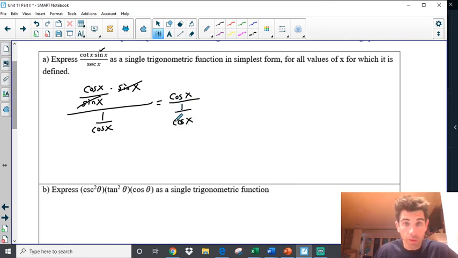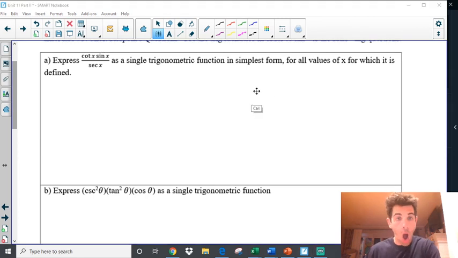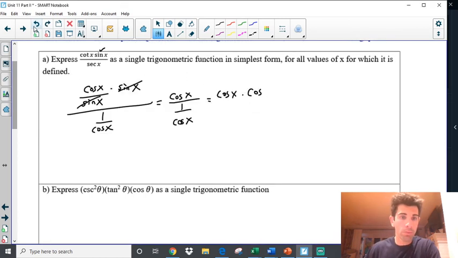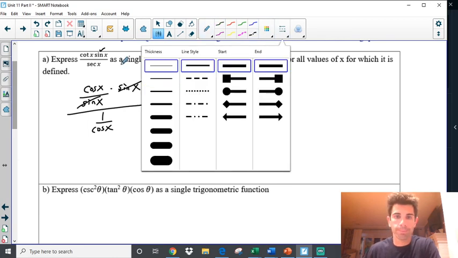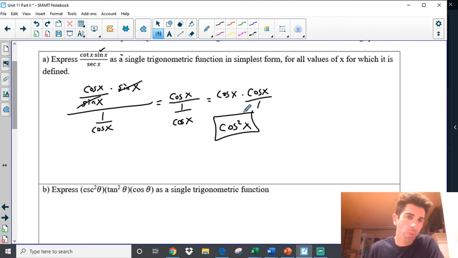Here's that whole fraction thing again. So what do we do? We flip this guy, right? So then it's going to be cosine x times cosine x over 1. Now what's cosine times cosine? Cosine squared. Over 1, but the 1 goes away. All right, so there you go.